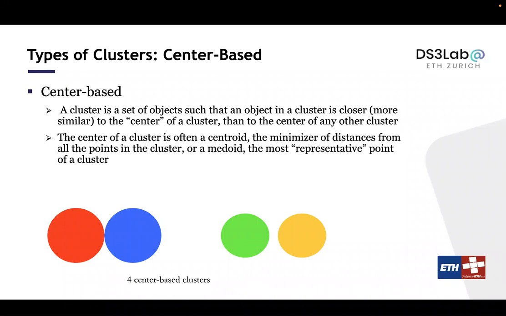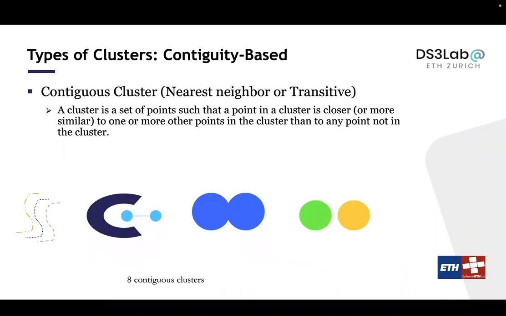Or maybe some representative points of a cluster, right? There are different things you can do, but you could define this notion by using a center. And you could do other things. You could say, my notion of clustering is to cluster a set of points such that a point in the cluster is closer to one or more other points in the cluster than to any point not in the cluster, right? Here you have this transitive notion of clustering.